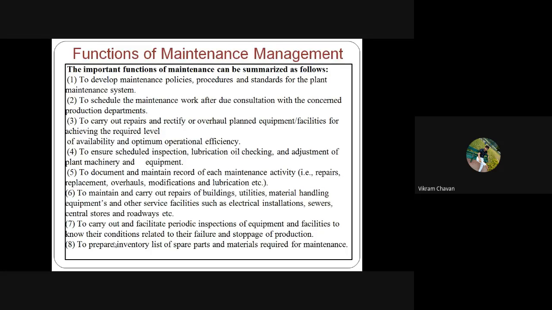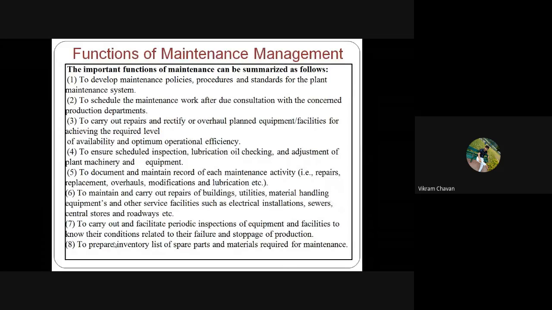Then, to ensure scheduled inspection, lubrication, oil checking, and adjustment of plant machinery and equipment. Now, what is meant by adjustment of plant machinery? If you see the CNC VMC machines, if there is no proper adjustment for that particular CNC machine, if you have not adjusted the proper offset, then it will be difficult to achieve the standard product from that particular machine. So adjustment is very important in the case of machines.